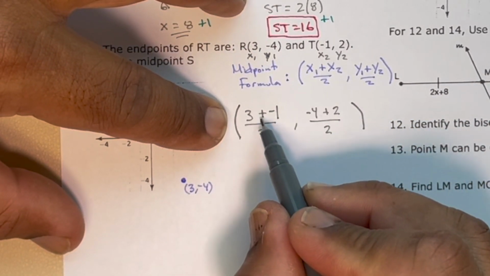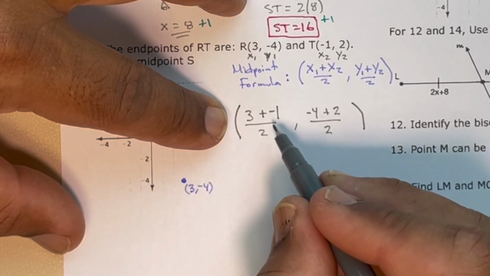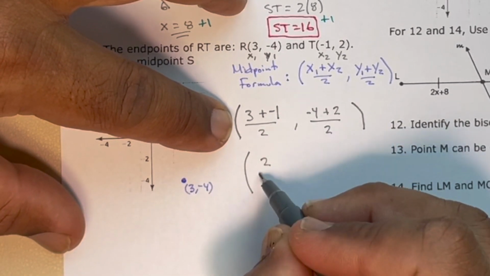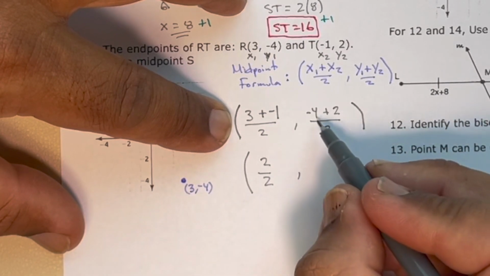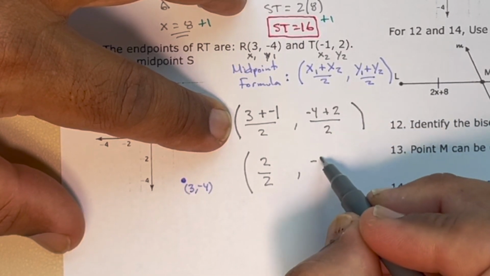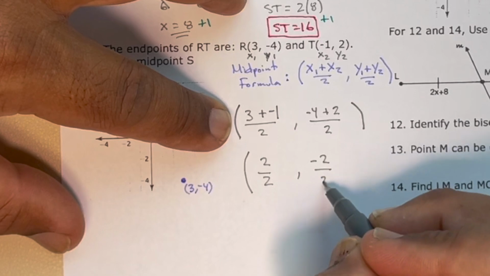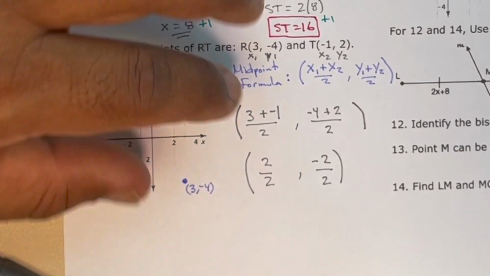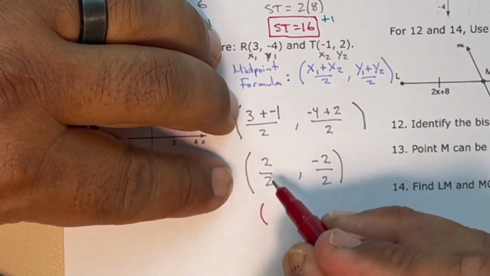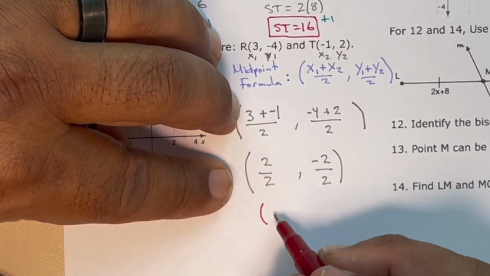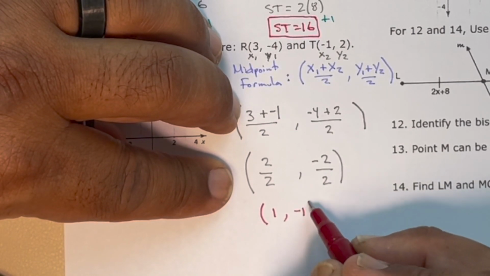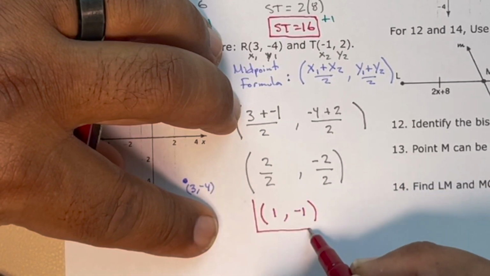So now I have 3 plus -1, so that's the same as 3 minus 1. That gives me 2 divided by 2. And then -4 plus 2 gives me -2 over 2. If I simplify that, I get 2 divided by 2 is 1, and -2 divided by 2 is -1. There's my midpoint.